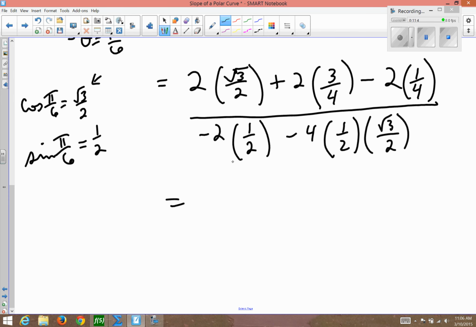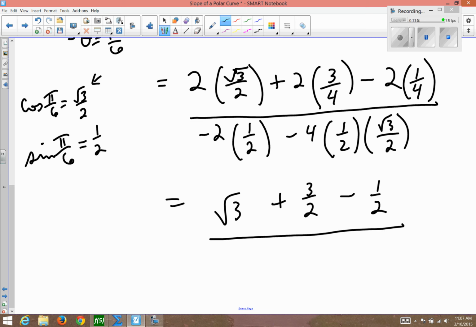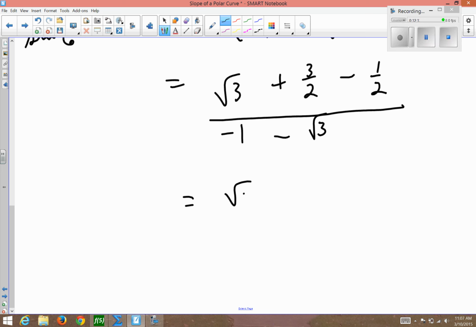2 times radical 3 over 2 is radical 3. 2 times 3/4 is 6/4, which is 3/2. Negative 2 times a fourth is negative 2/4, and negative a half. Negative 2 times a half is negative 1. And over here, there's a 4 in the denominator, it cancels with the 4 there, so we just get radical 3. This 4 and the 4 down there cancel. This equals radical 3. 3/2 minus a half is 2/2, which is 1. Negative 1 minus the rest on the bottom.